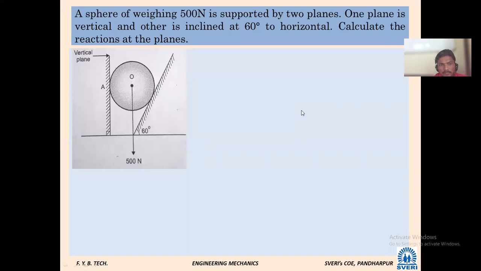A sphere of weighing 500 Newton is supported by two planes. One plane is vertical and other is inclined at 60.